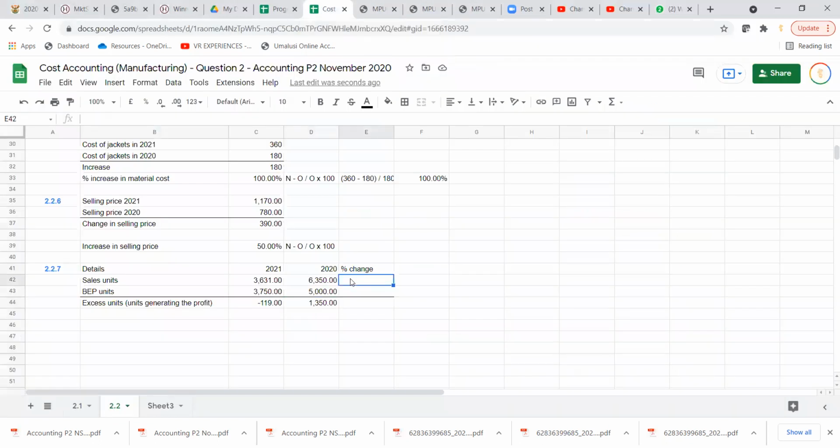We can have the percentage change. So we will say new minus old divided by old. So 2021 minus 2020 divided by 2020. And we can just draw this down. Okay, same formula, new minus old divided by old.